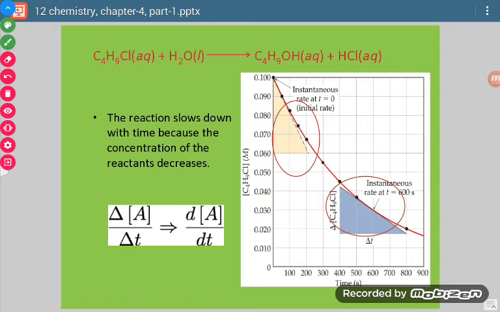Again we can see, if we calculate the values, that the rate of reaction slows down with time because the concentration of the reactants decreases. So whatever value we find here, the same value we will not find here for the rate of reaction. There will be some decrease in the rate of reaction because of the decrease in the number of collisions.